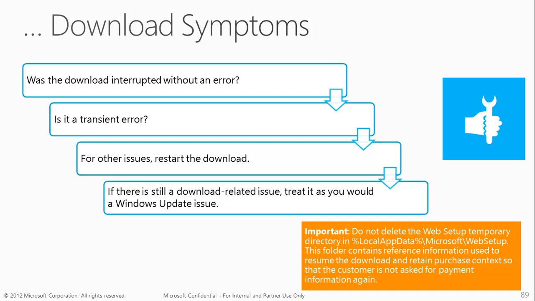For the problem scenarios we just talked about, you can generally proceed using these steps you see here on the screen. Find out if the download was interrupted without an error. If it was, locate the Download Windows shortcut and use it to resume the download. Was it a transient error? If so, then just recommend that they try again, unless the error has been shown several times over a period of days, although at that point I don't know that it would be called transient. For other issues, just restart the download.